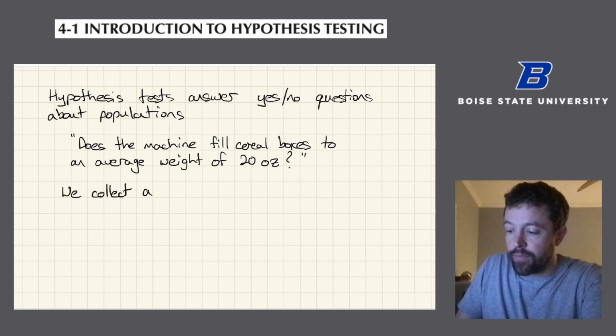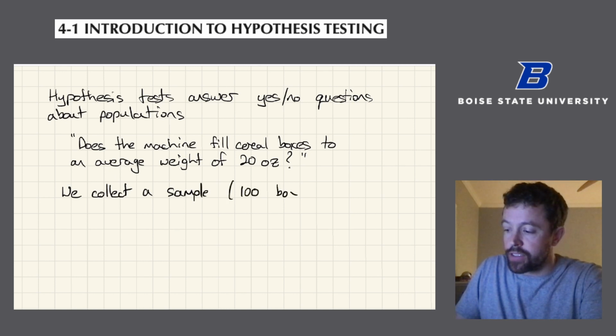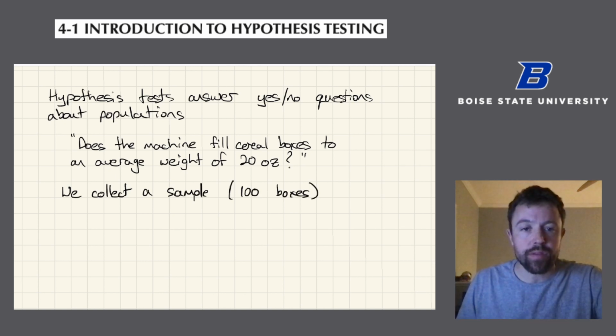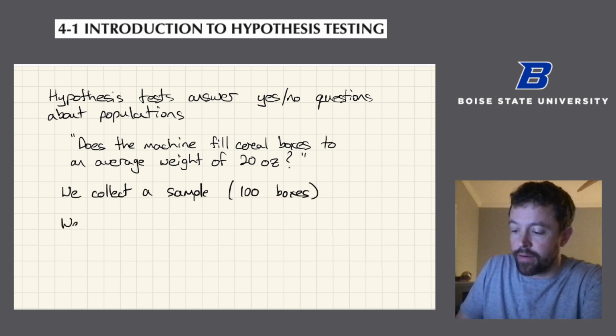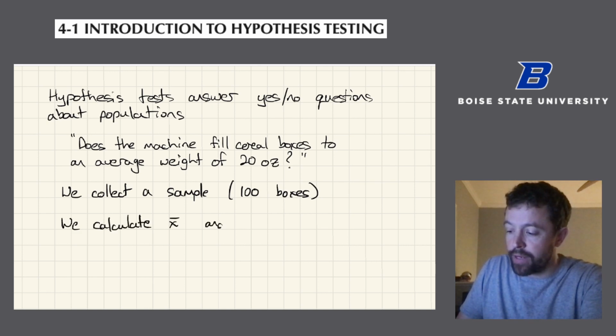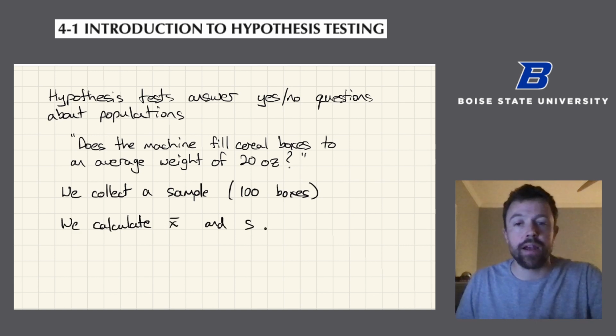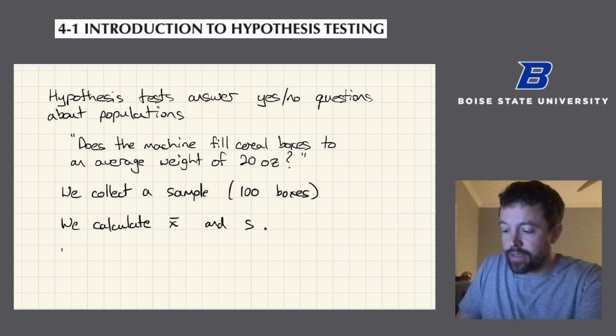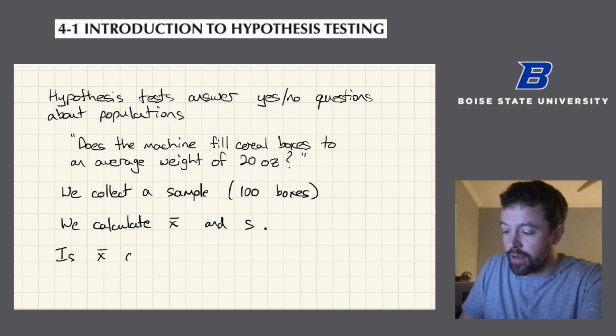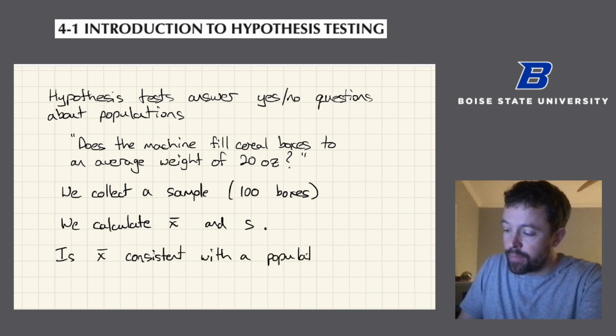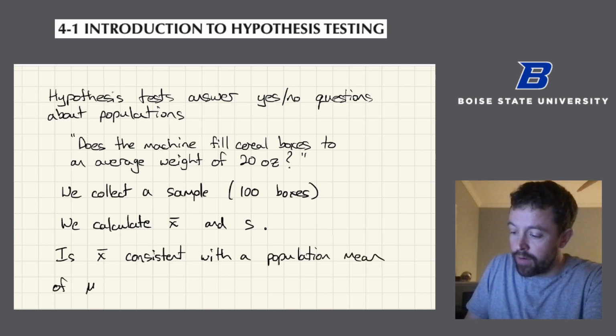In this example, we collect 100 cereal boxes, and we calculate the sample mean, X bar, and we calculate the standard deviation S. And our question is, is X bar consistent with a population mean of 20?